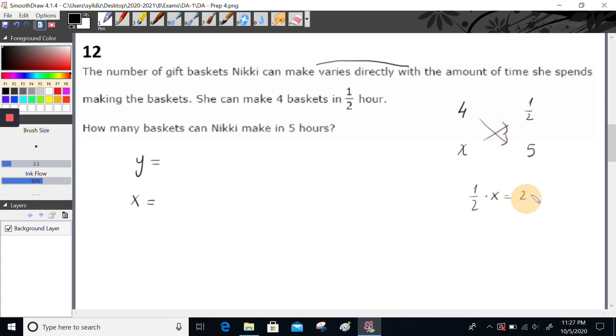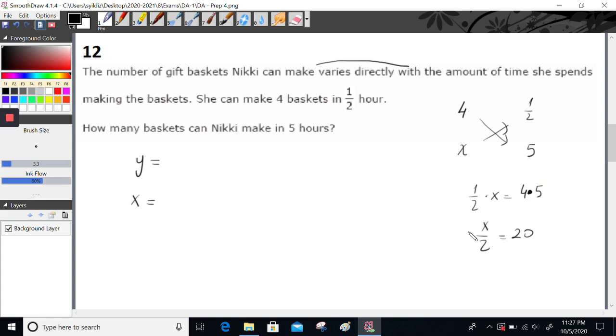1/2 times x is equal to 4 times 5, which is 20. Let me write 4 times 5 there. You can make this equation because it says varies directly with. So here we get x over 2, because 1/2 times x is x over 2, and 4 times 5 is 20. This is multiplication, by the way.